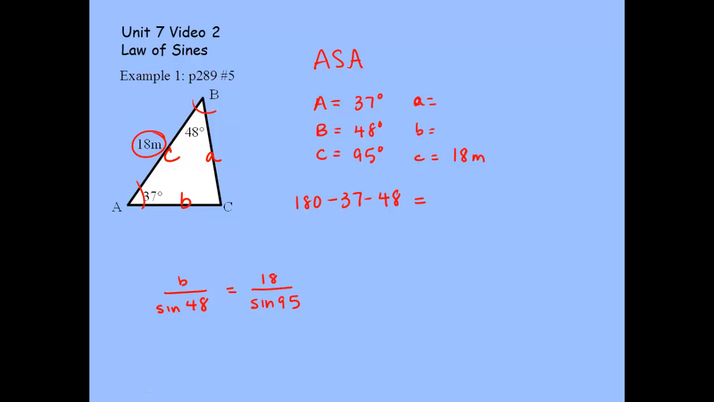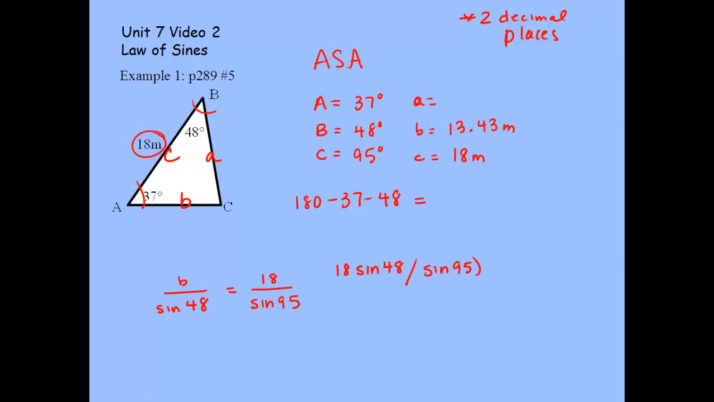So I'm typing into my calculator 18 times the sine of 48, and then I will divide by the sine of 95. 18 times the sine of 48 divided by the sine of 95 degrees. That tells me, and let's stick to our two decimal places, that my measurement for side B is 13.43 meters.